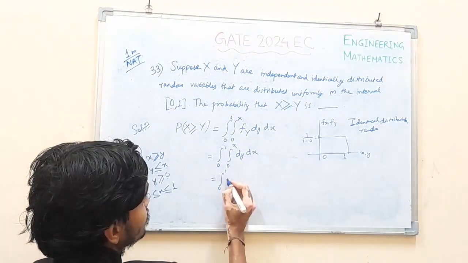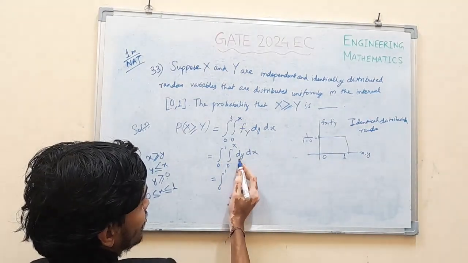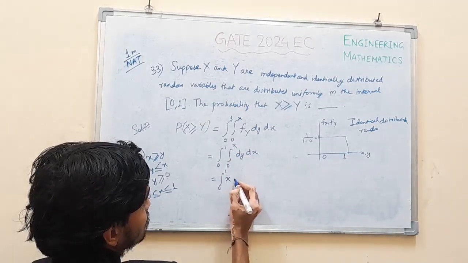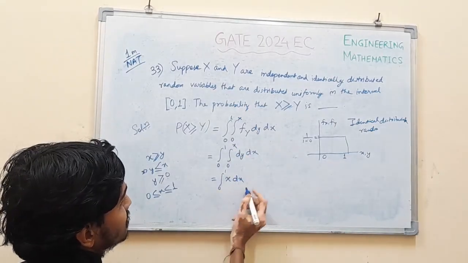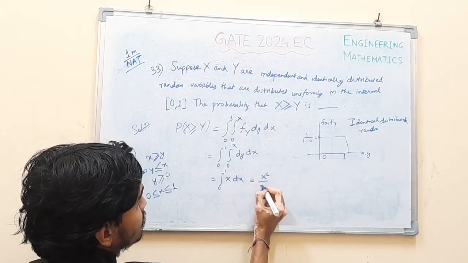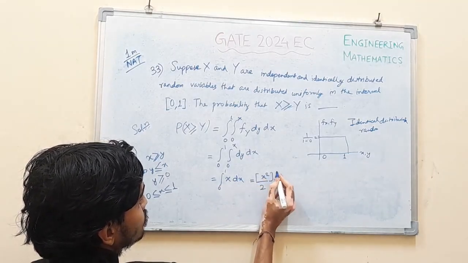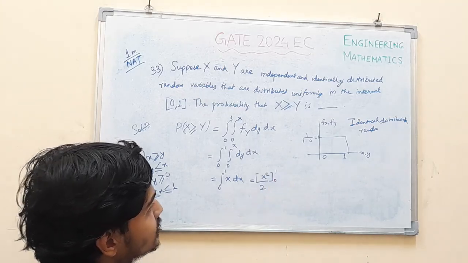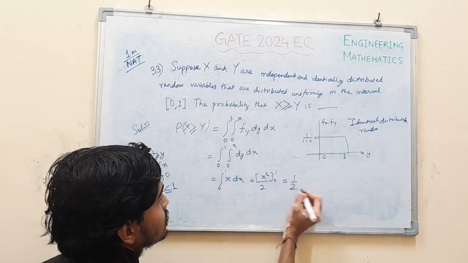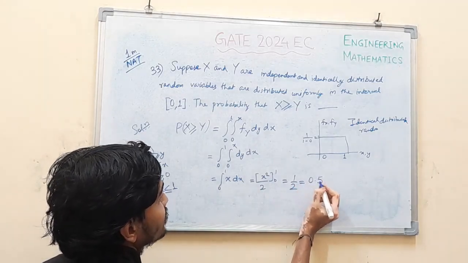To integrate this, we will get what? y, that is x minus 0, that is x. So integration 0 to 1 of x dx. So we got x square by 2, limits 0 to 1. Putting the limits, we get half. So the answer 0.5 is given.